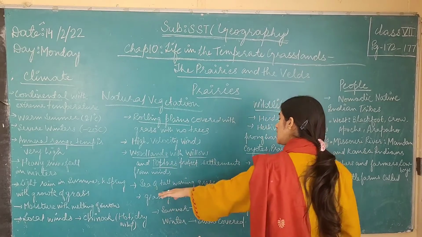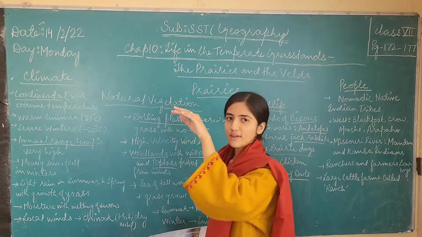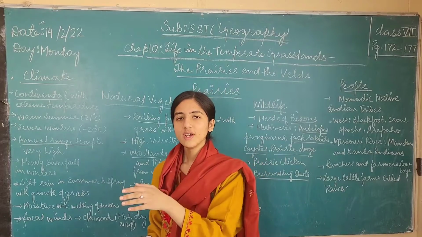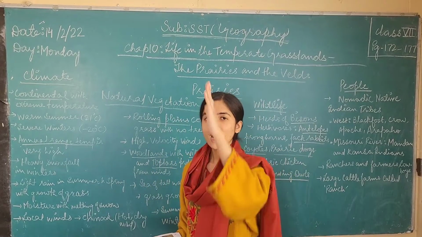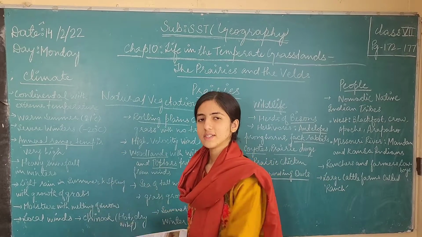Then the next one is the sea of tall waving grasses. The lands are fully covered with tall waving grasses. The grasses are moving in a wave-like motion because of the high velocity winds. The high speed winds are blowing the tall grasses to make it look like the waves are there in the grasslands, right?